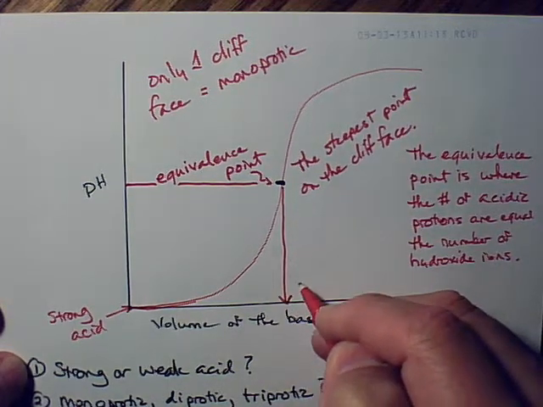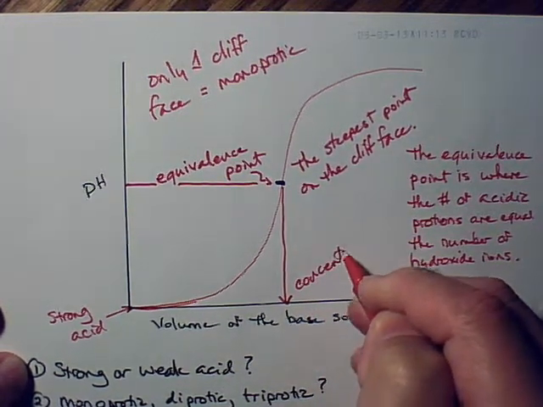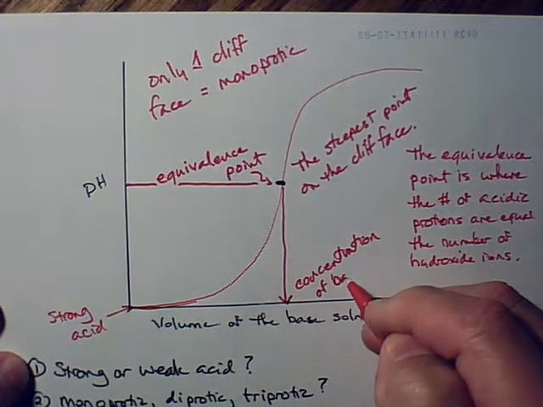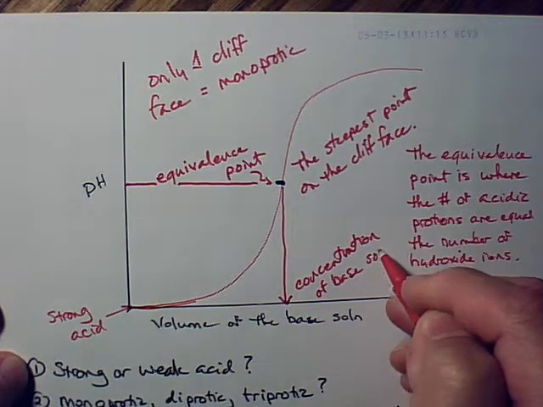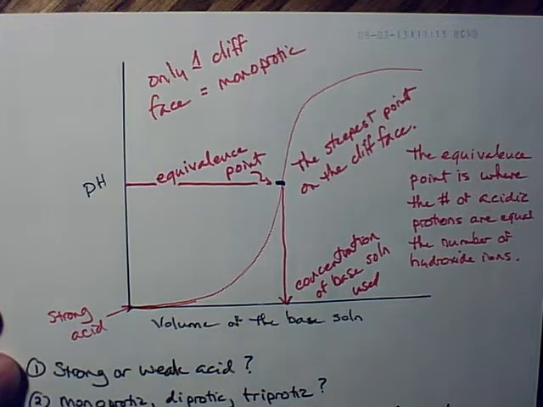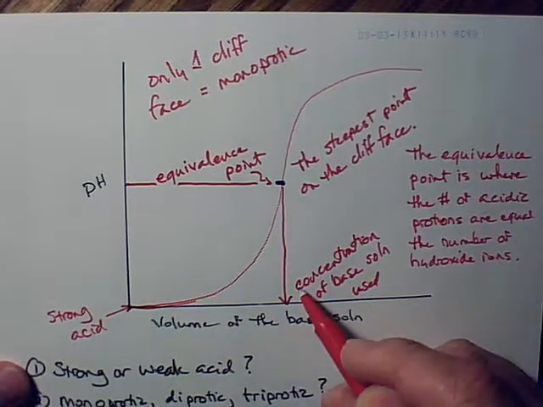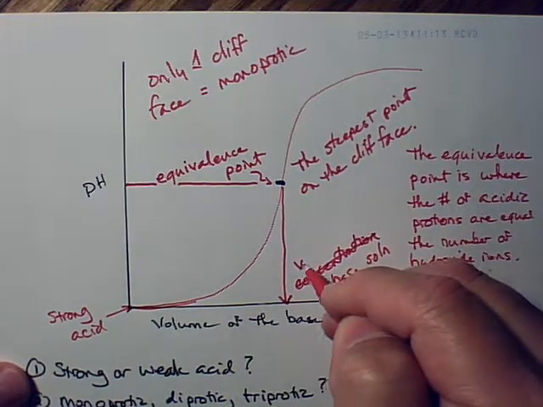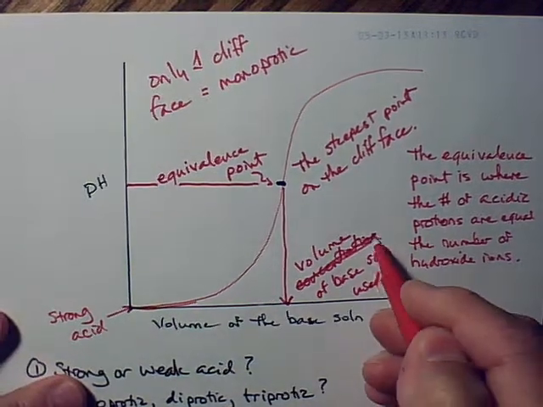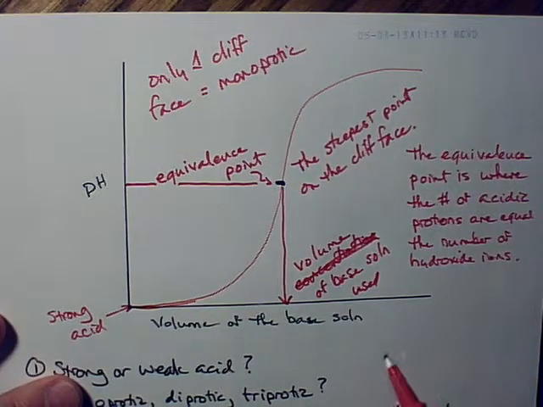The volume of base solution is found by tracing vertically down to that line right here. So this is where you're going to get the volume of base solution used. Sorry, I said concentration. This is the volume of base solution used. Sorry about that. But it's the volume and the concentration together.